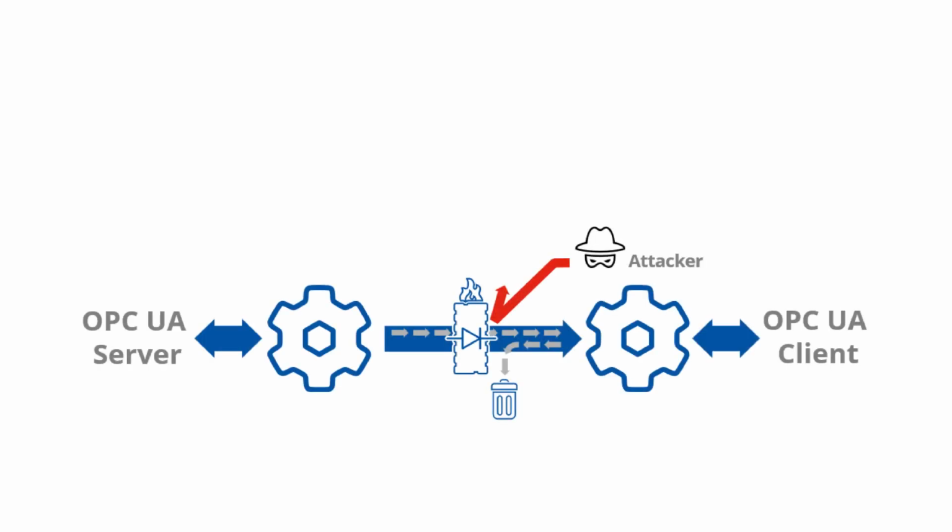OPC UA server data is being sent through the data diode to the OPC UA client. No data of any kind gets sent back, protecting the OT network from external attacks.